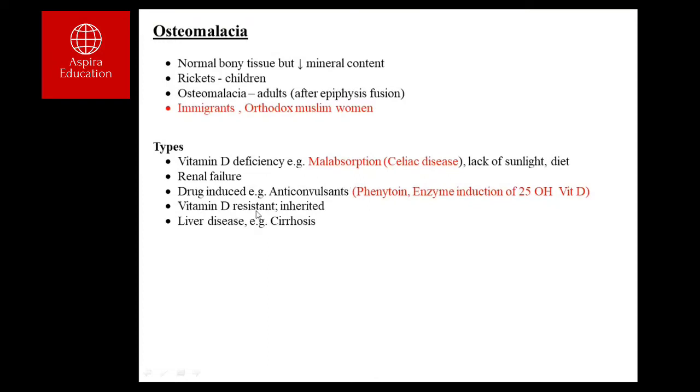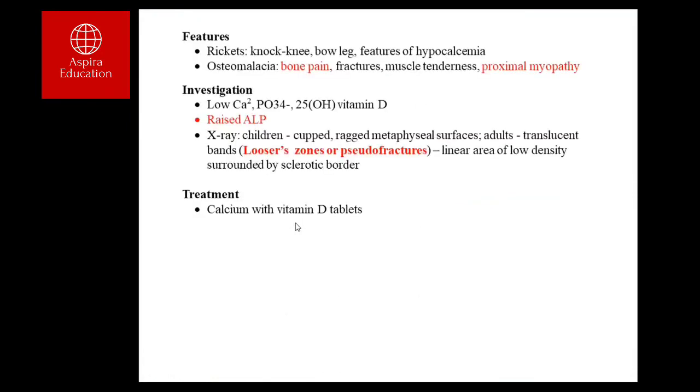And we have a rare genetic condition called vitamin D resistant rickets. It's an X-linked dominant disease where the vitamin D receptor does not respond to vitamin D. So if you check the blood levels of vitamin D, they will be very high, but there's a problem at the receptor level. Liver disease, cirrhosis: as we know, the liver is one of the important intermediary steps in the activation of vitamin D.